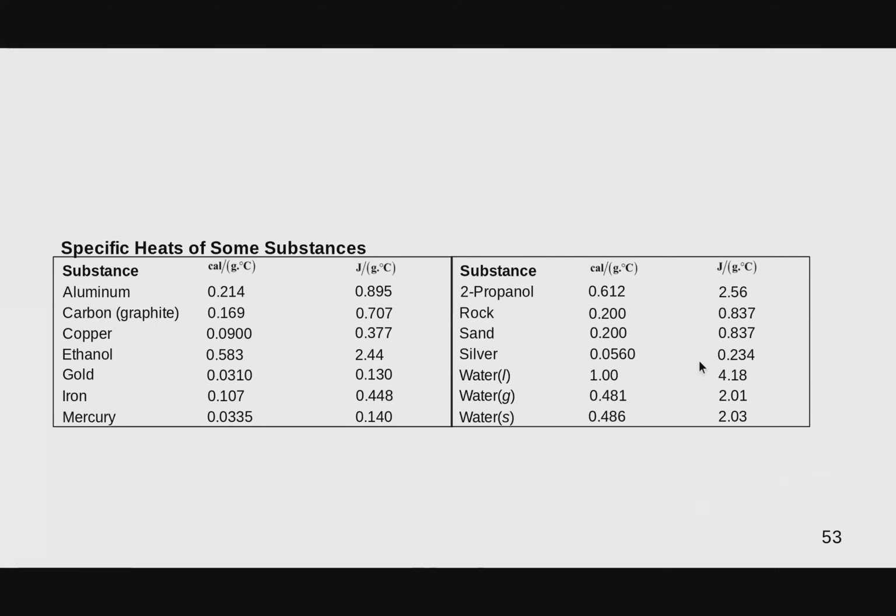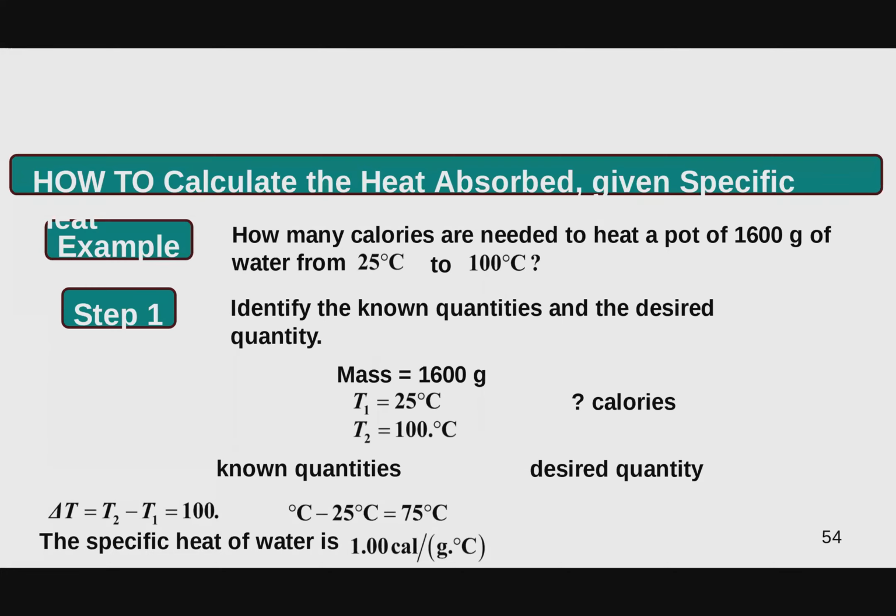Now, the other thing you'll take note of is that water's specific heat varies depending on its state. In the lab, we've been working with liquid water, but gaseous water and solid water, so ice, have lower specific heats. Their temperature changes much more readily. So let's just do an example, just to refresh your memory of how this works. We can ask the question, how many calories are needed to heat a pot of 1,600 grams of water from 25 to 100? So we identify what we know, we identify what we don't know, and we calculate ΔT. That's one thing we can do, in which case we have a change in temperature from 25 to 100.